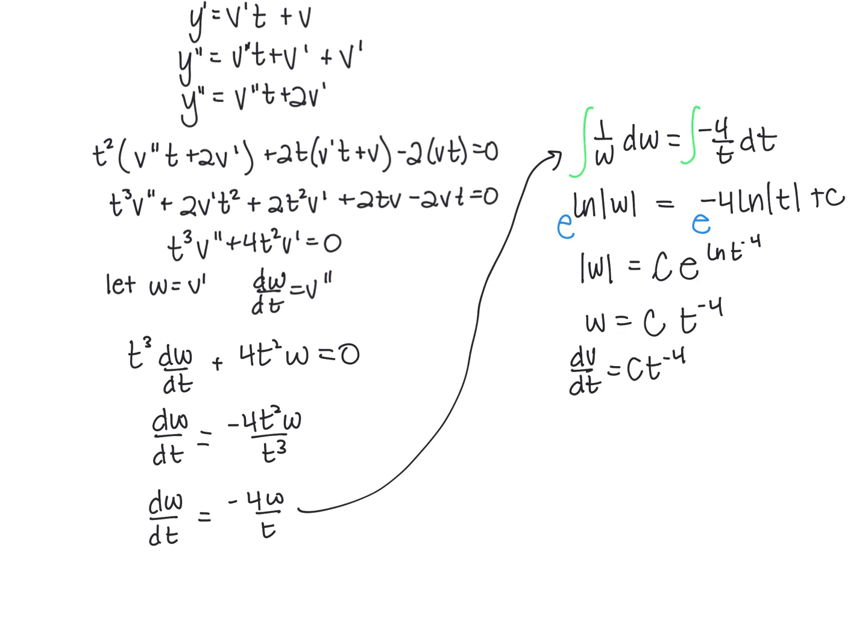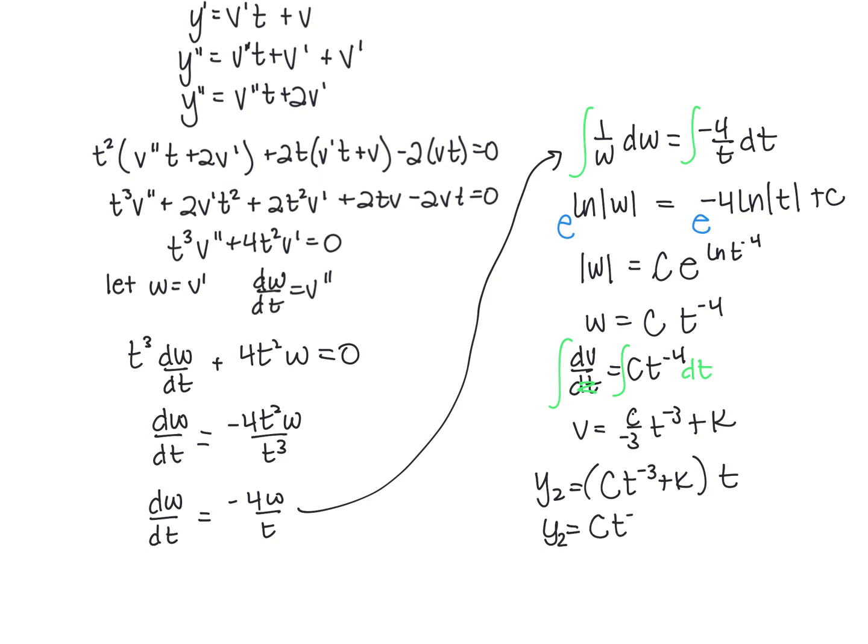And now I'm going to anti-differentiate this. I'm going to move the dt over here. So then we get v equals, go up a degree, divide by that degree. So I get c over negative 3 t to the negative 3 plus k. I'm going to absorb that negative 3. So my y2 is really v, this c t to the negative 3 plus k, times the t we already had. So y2 is c t to the negative 2 plus k t.